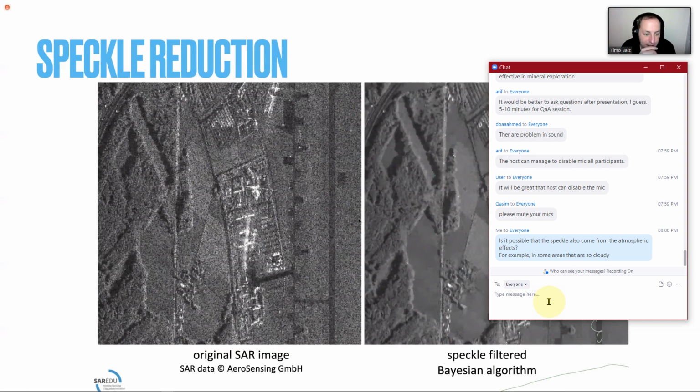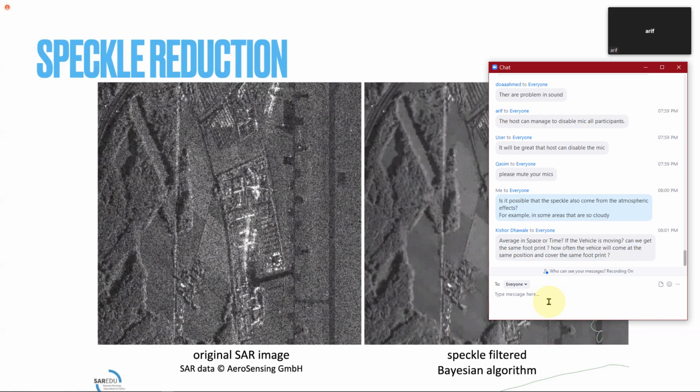Right, there are different ways to do it. You see the original SAR image on the left side is noisy and suffers from speckle. On the right side is a speckle-filtered image, here using an algorithm based on Bayesian statistics. You see it's already a very clear improvement of the quality and interpretability.